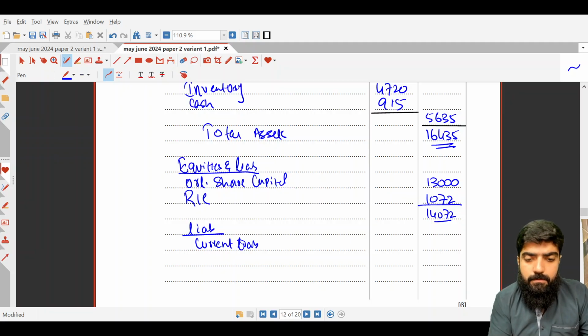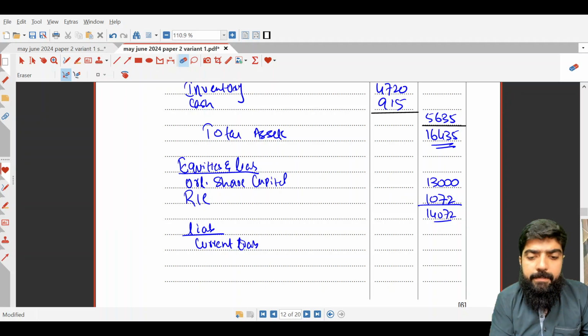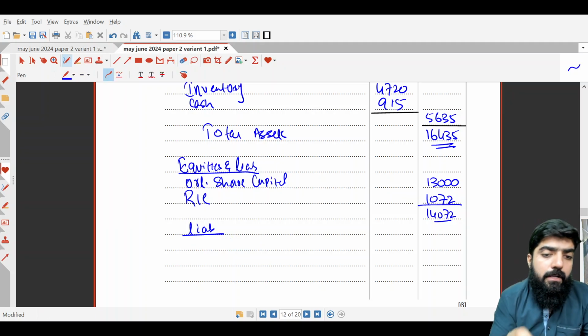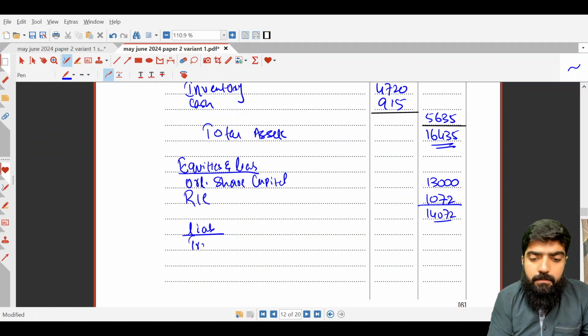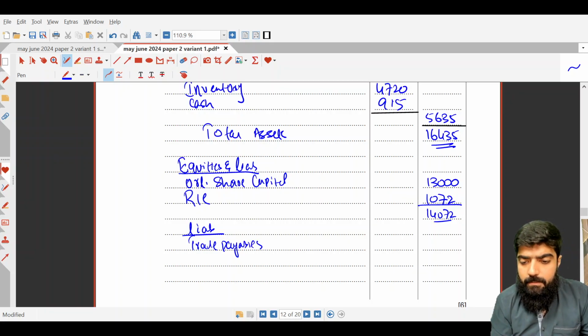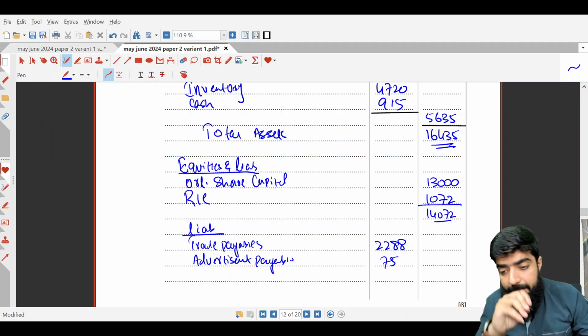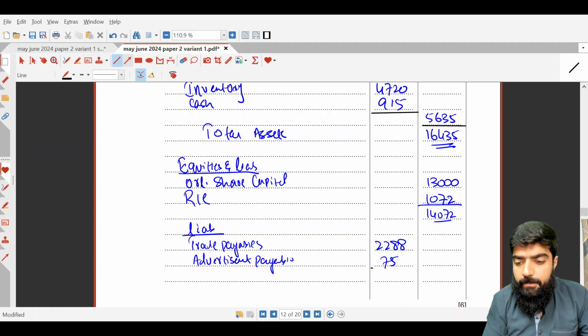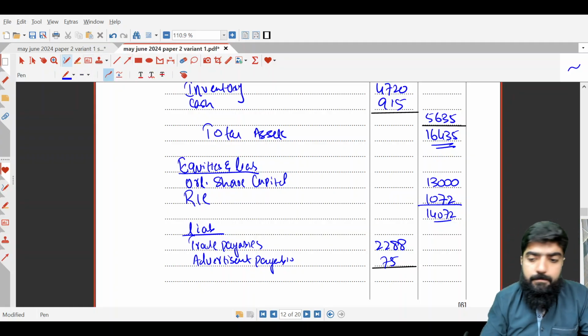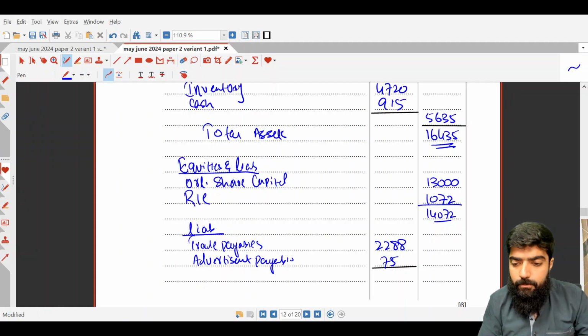We only have current liabilities, no non-current liabilities. So what will be the amount of current liability? Trade payables and other payables. Trade payables, how much? 2288. Double two, two, double eight, right? Yes. Then the 75 advertising. 75 is the advertisement payable, right? Outstanding advertisement, which is 75. That makes 2365.